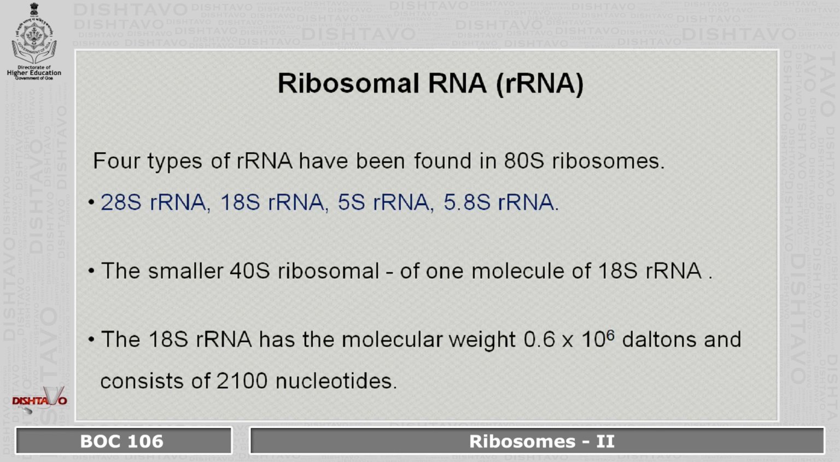Ribosomal RNA. There are 4 types of ribosomal RNA found in the 80S ribosomes. Those are 28S, 18S, 5S and 5.8S rRNA. The smaller 40S subunit is made up of 18S RNA. The 18S RNA has a molecular weight of 0.6 × 10^6 daltons and consists of around 2100 nucleotides.